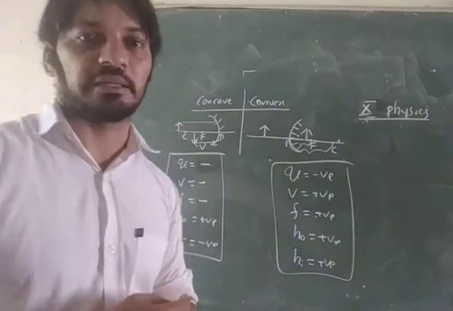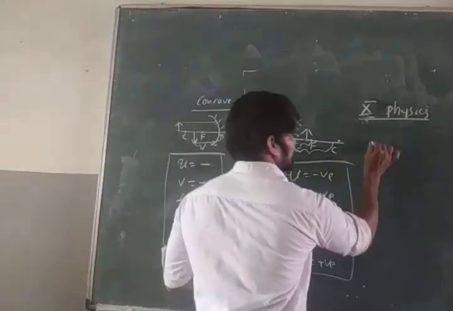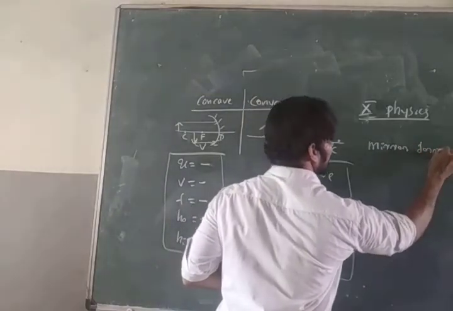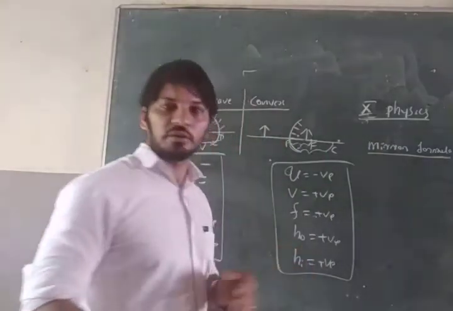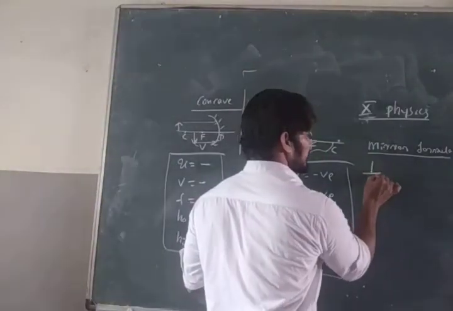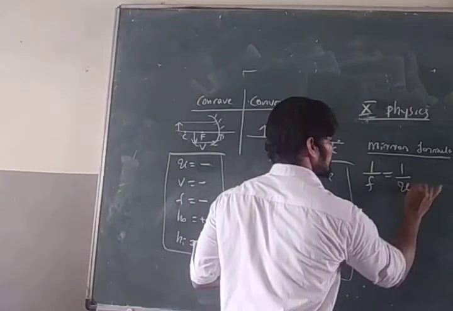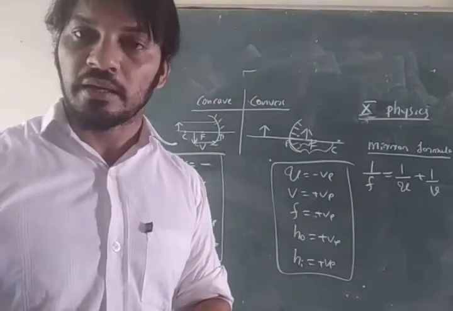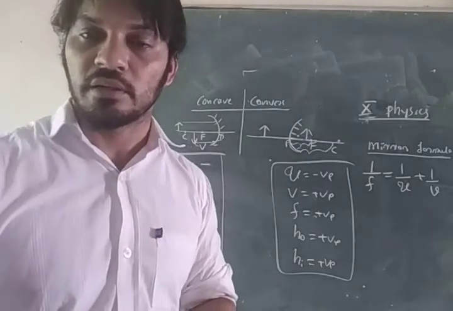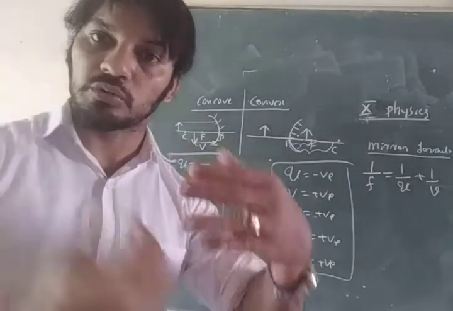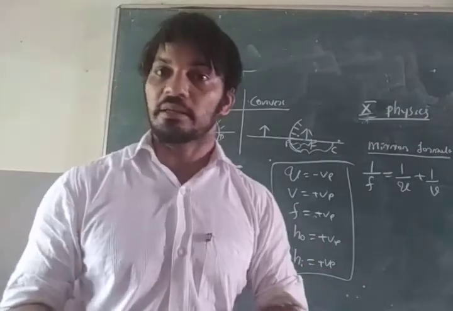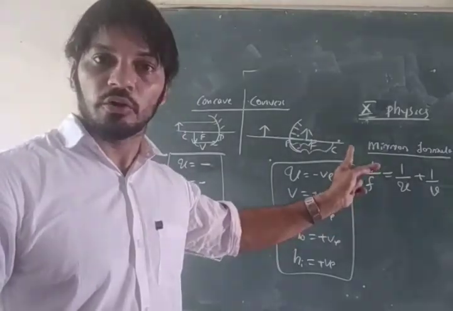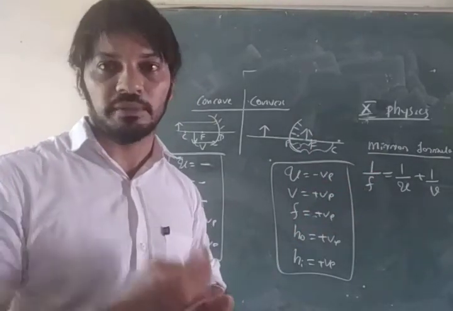Look at the page number. The mirror formula I gave you: 1 by F is equal to 1 by U plus 1 by V. This is known as the mirror formula. Last year a one mark question was asked: what is the mirror formula? Both in concave and convex mirror, the formula is only one: 1 by F is equal to 1 by U plus 1 by V.